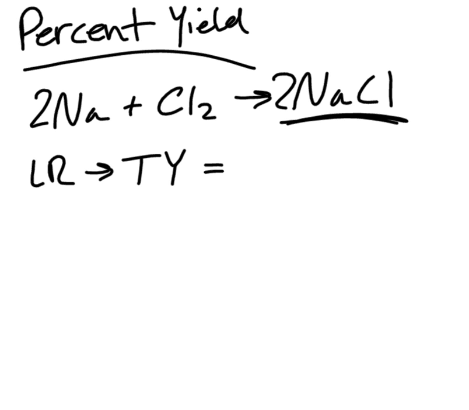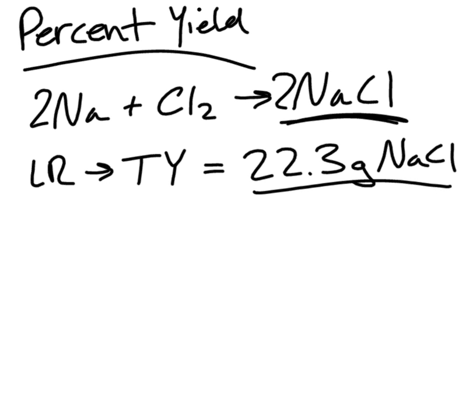And let's just go ahead and say that the theoretical yield of sodium chloride is 22.3 grams of sodium chloride. This is, right here, the max I could possibly make if my measurements are accurate. So my theoretical yield is 22.3 grams of sodium chloride.